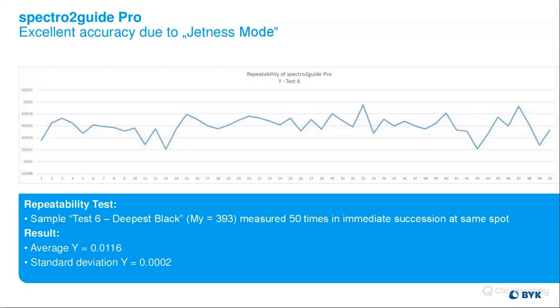And you can see this is from testing that was done with the Spectra 2 Guide Pro. This was a deep black sample, so at an MY value of 393, which is very deep black, and it almost barely reflects light. And so we were able to test it 50 times in the same spot. And you can see this graph looks like it's scattered all over the place. But when you look at the values over on the left side, you can see how small we're actually getting down to the measurement. And after these 50 measurements, we only had a deviation of 0.0002, which is very low.